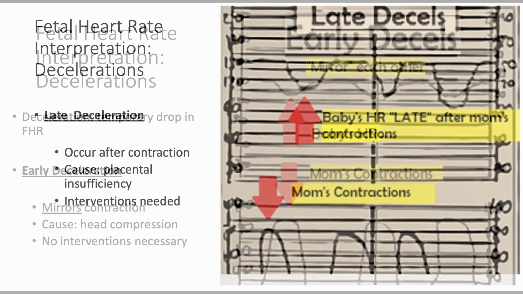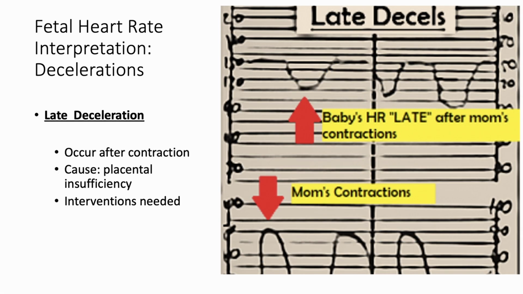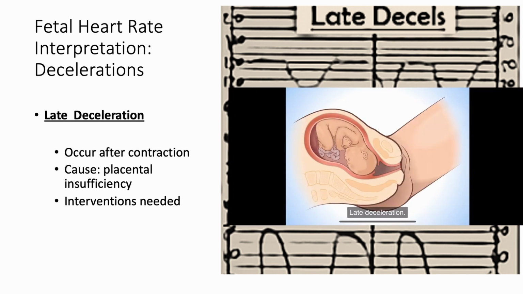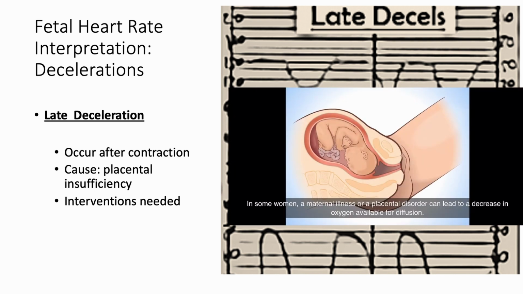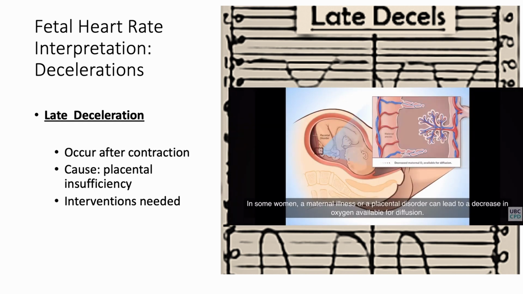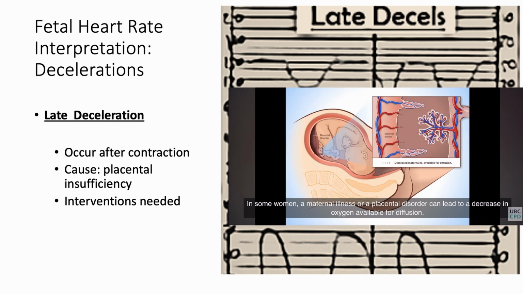Our late decelerations, so these are a problem. These are going to occur after a contraction. So if you drew a line down from that decel, it's going to happen after the contraction. It's late to the contraction. It's late to the party. It's not lining up for us anymore. This is caused by placental insufficiency. So the placenta, for a million different possibilities, is no longer getting the baby the oxygen that it needs.